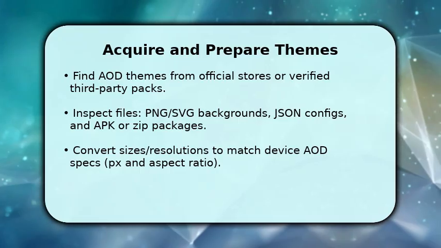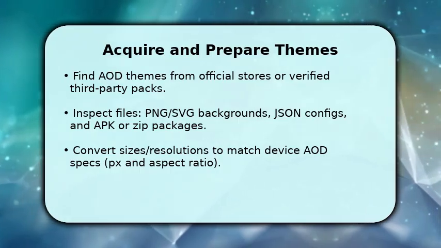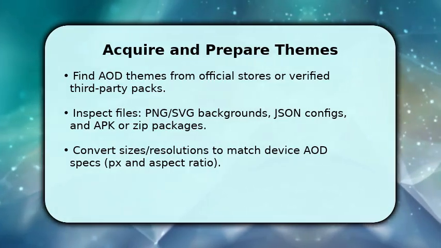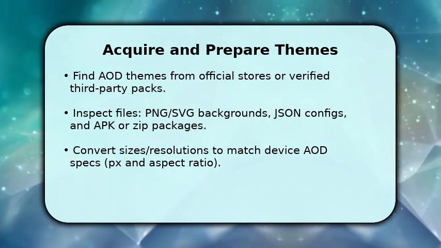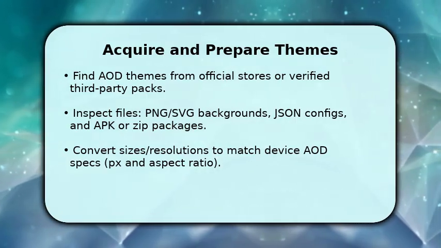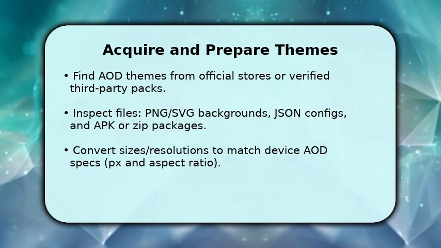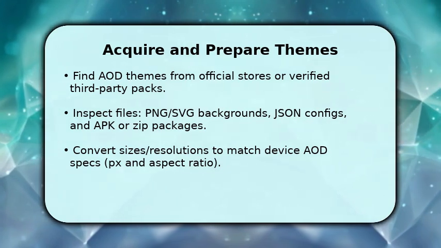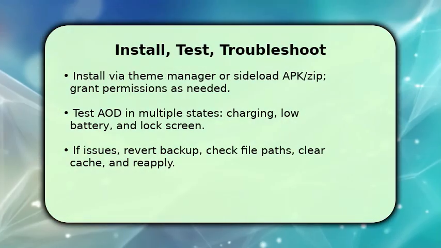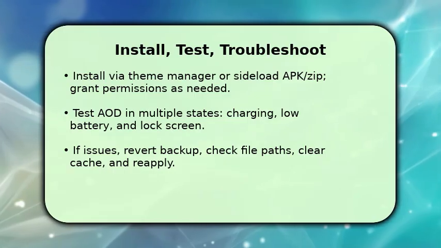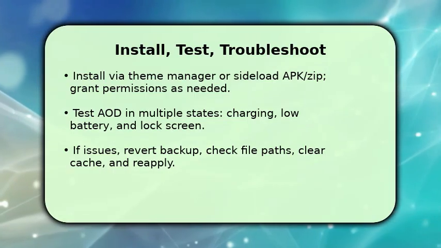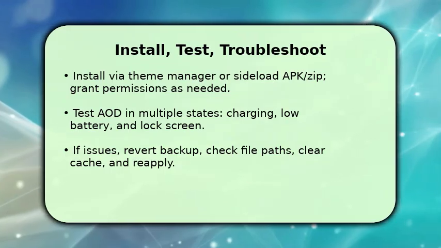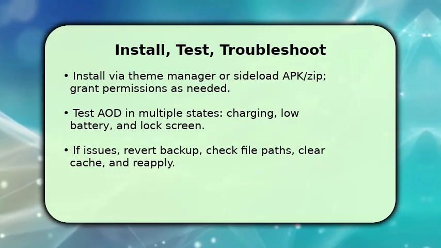Once you have the files, resize or re-export images to match your device's AOD resolution and aspect ratio so elements align correctly on the screen. This avoids cropping or scaling artifacts. When assets are prepped, finally install the prepared theme using your device's theme manager or by sideloading the APK/ZIP. Grant any required permissions so the AOD can display over the lock screen.